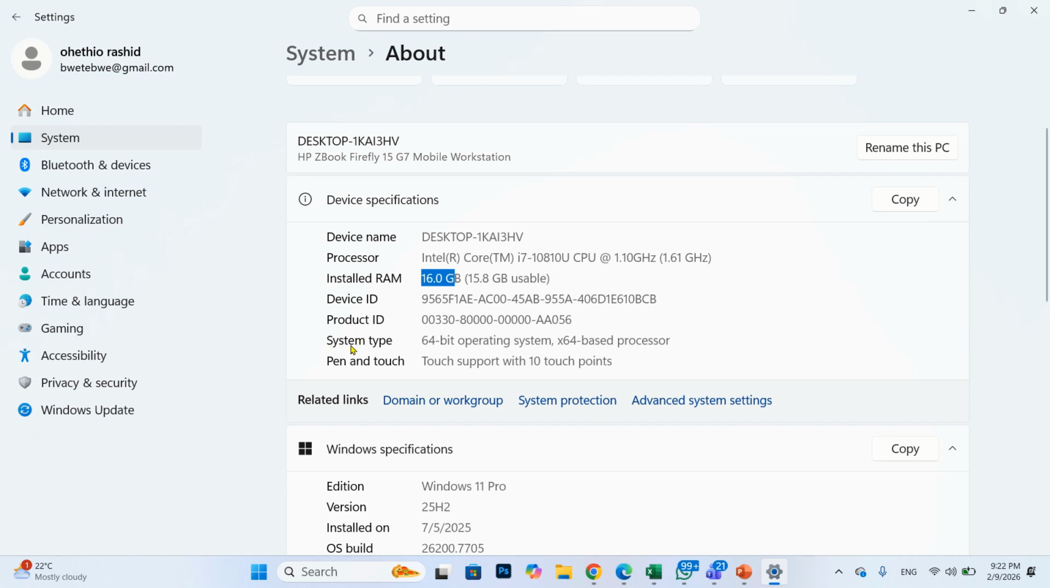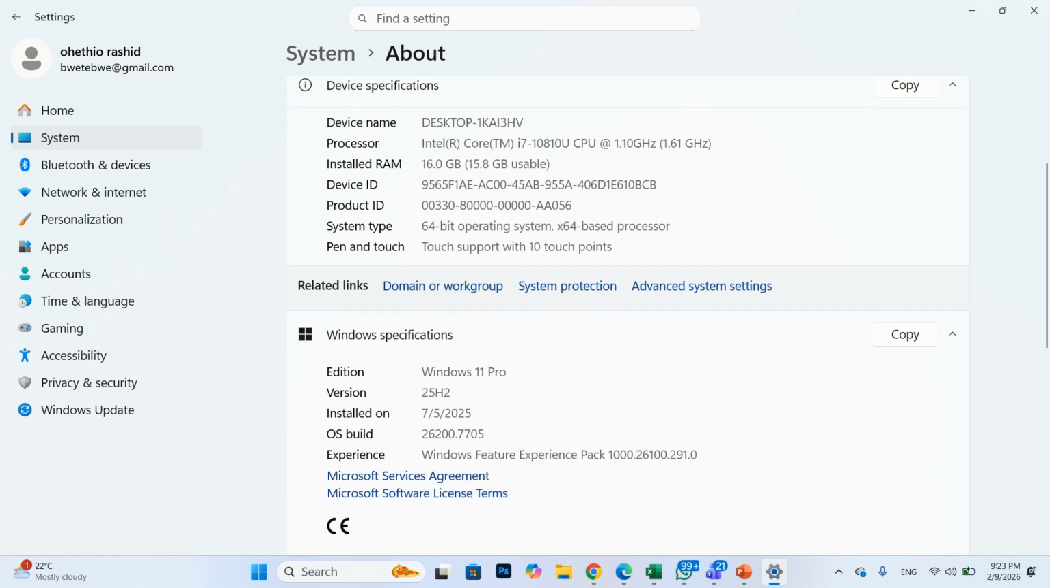I talked about system type. You should also consider system type. Always buy a 64-bit based processor. Togula 32 64-bit processor. When you're buying a computer, consider these things. Okubanga computer tejja kusumbua. Keep this video and watch it.